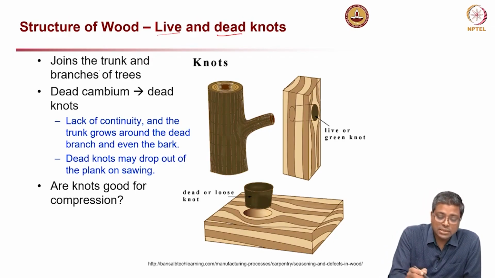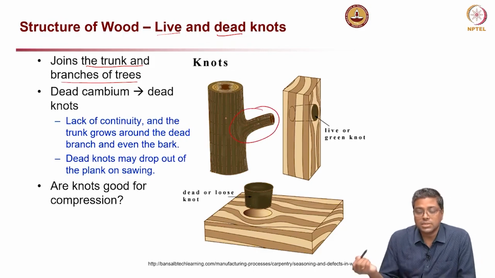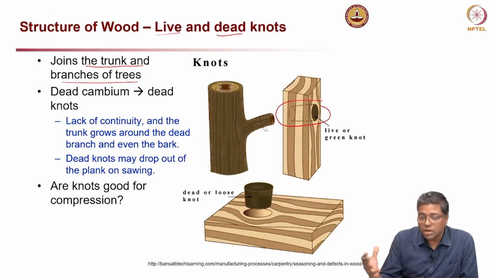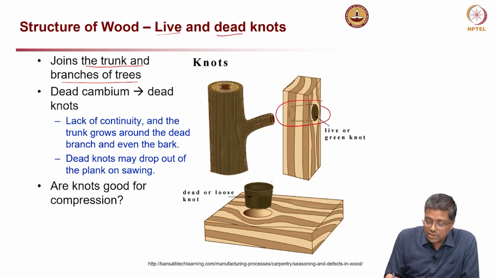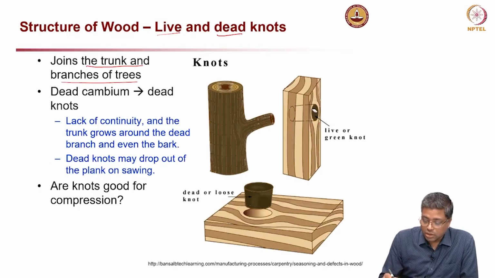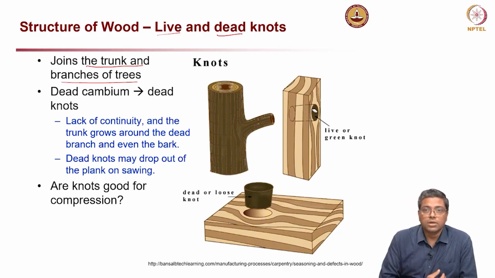What they essentially are is they join the trunk and branch of a tree. So, if we can think here, this is where a branch is coming out of a trunk or a stem, and now if it is a live or green knot, it will be something like this. That means it is active, they are connected together, they are bonded well together. Now, if it is a dead knot like this shown in the bottom right image, you can see that it is not really mechanically bonded to the wood.